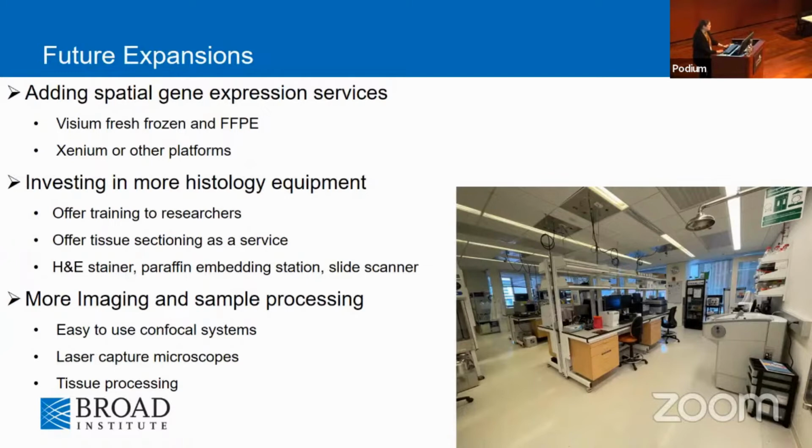And then later this year, they're going to come out with their own spatial imaging platform called Xenium, which is a box that you load your slides into, and you can get very targeted probe-based imaging, kind of like MERFISH. And then we're investing more in histology equipment. You can kind of see the cryostats sitting there. This is the area of the lab that I'm hoping I can carve out some more space and put some other tissue sectioning equipment like H&E stainers, paraffin embedding stations, and slide scanners. So that way we have a really nice workflow.